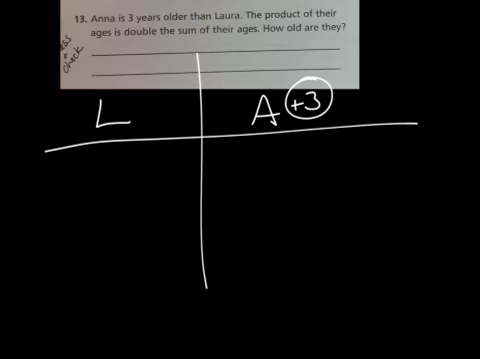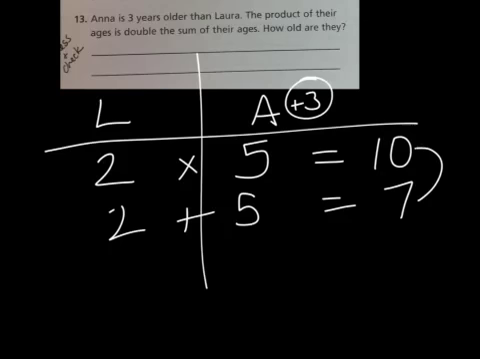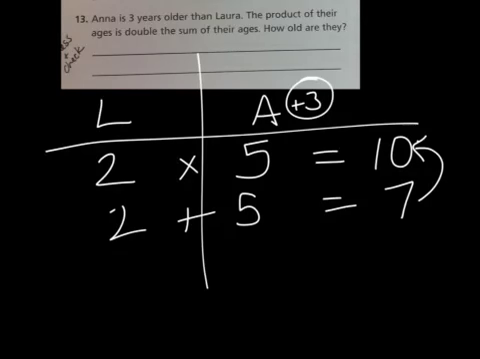If Laura is 2, Anna is 5. Okay, so now the product of their ages, which is multiplying, gets me 10. The sum of their ages gets me 7. Is 10 double 7? No, it is not. So I'm going to get rid of that, and I'm going to try again.